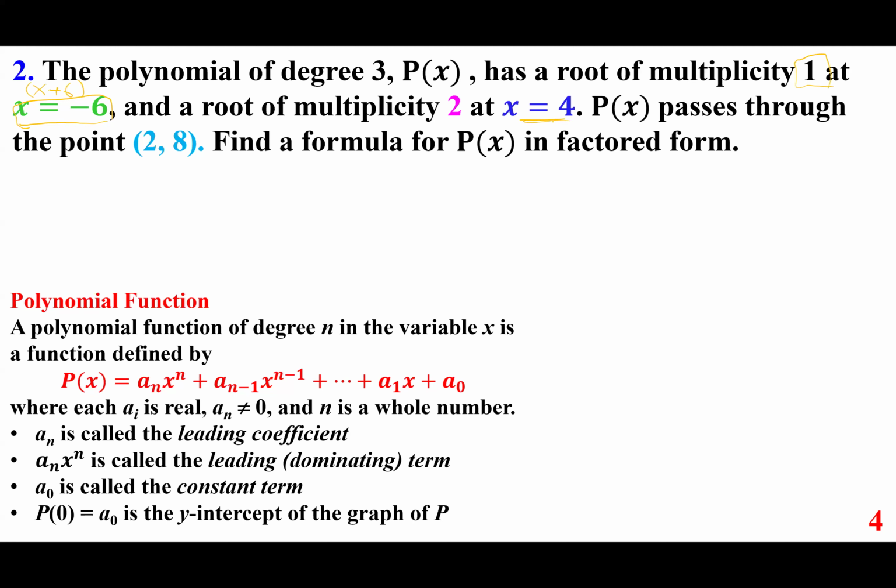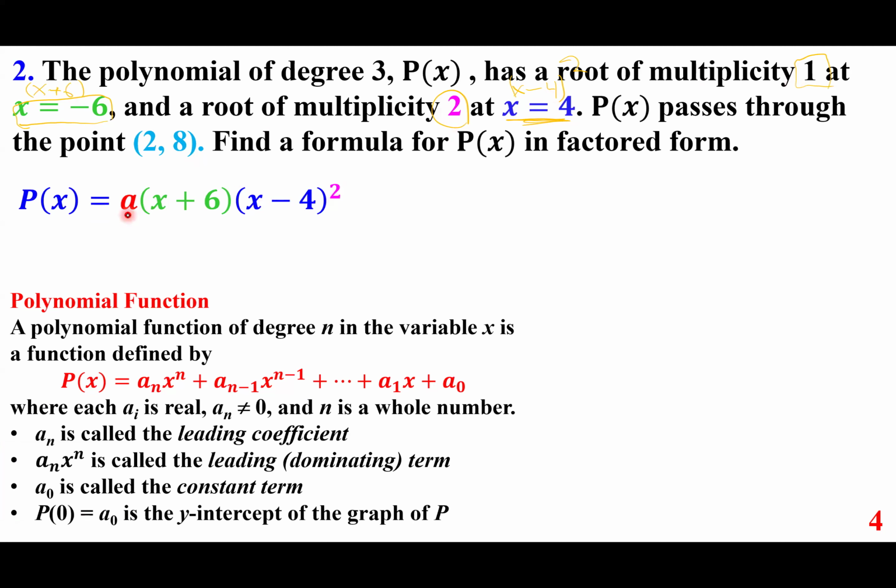X equals 4 corresponds to the factor of x minus 4. In other words, x minus 4 equals 0. Multiplicity 2 means the exponent is 2. So we write exactly that. And what's in front? What is the leading coefficient? We don't know. We're going to call it something, for example, a. So a times x plus 6 to the power of 1, we don't write it. The reason it's power of 1 is because multiplicity is 1. X minus 4 because x equals 4 gives you x minus 4. Multiplicity 2 means the exponent is 2.